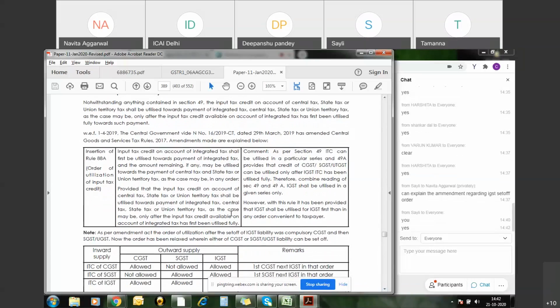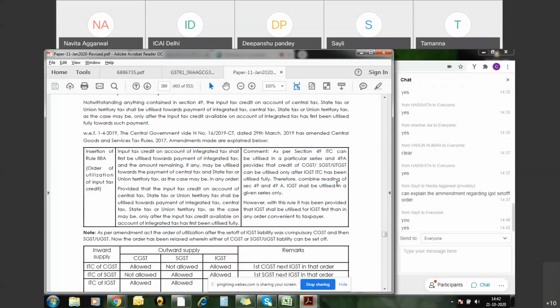Okay, thank you. And this is what is written over here. I'm just going through the comments. The same is written as I explained. As per section 49, ITC can be utilized in a particular series, and 49A provides that the credit of CGST, SGST, UTGST can be utilized only after IGST ITC has been utilized fully. This is what I have explained, and therefore a combined reading of section 49 and 49A shows IGST shall be utilized in a given series only.